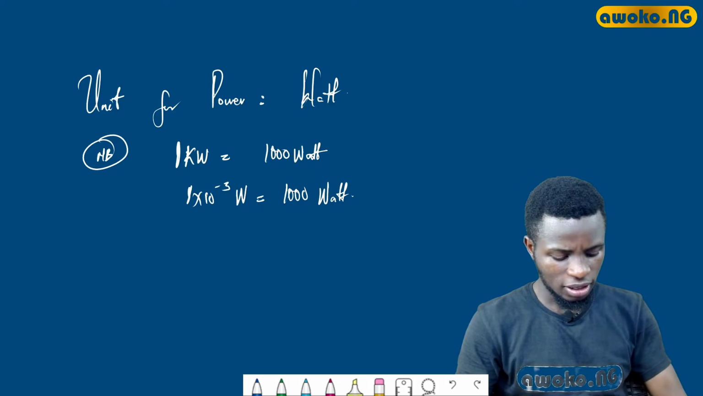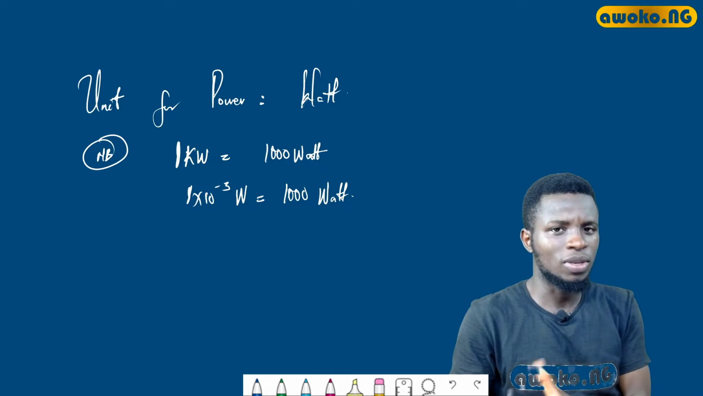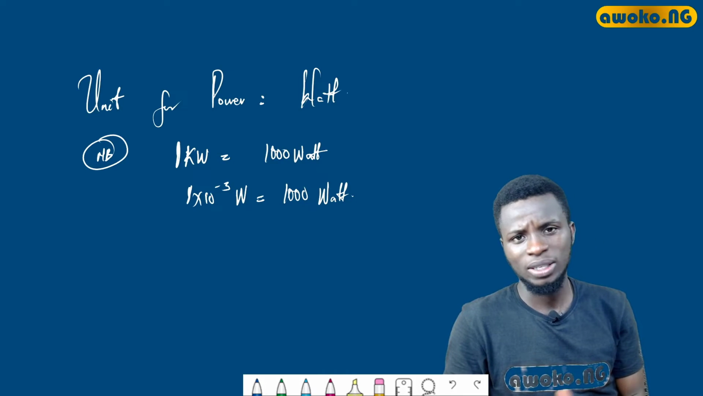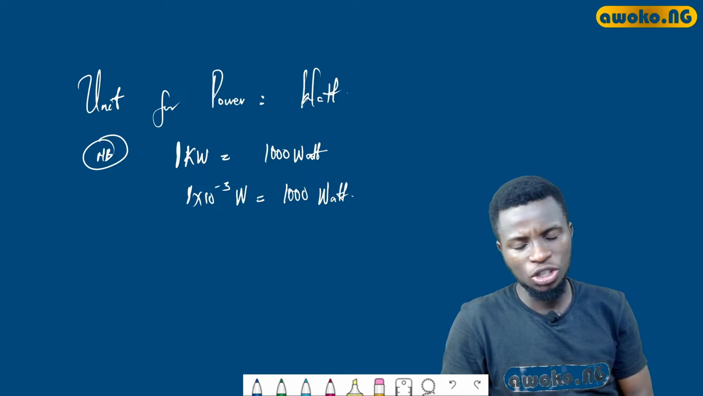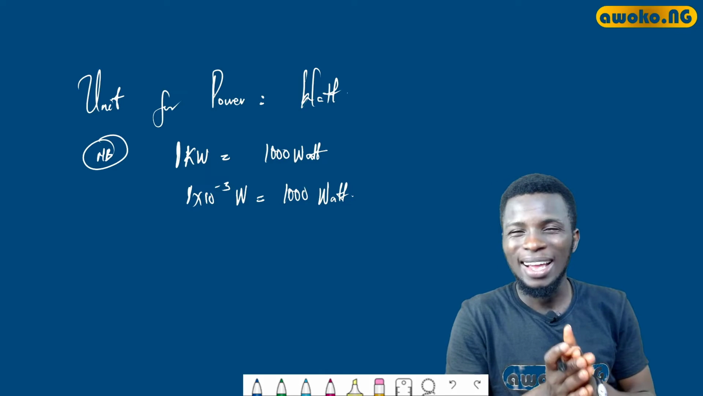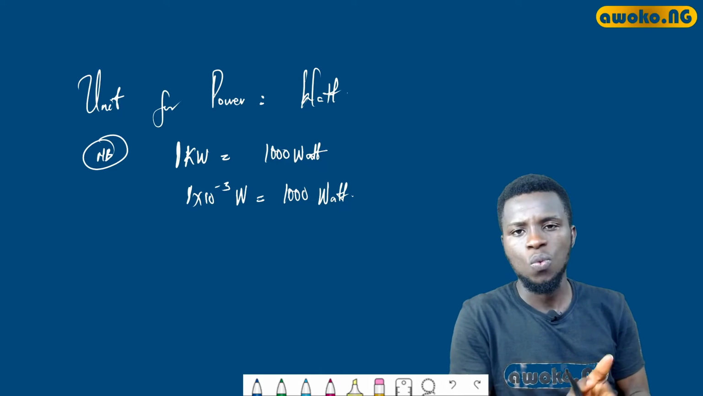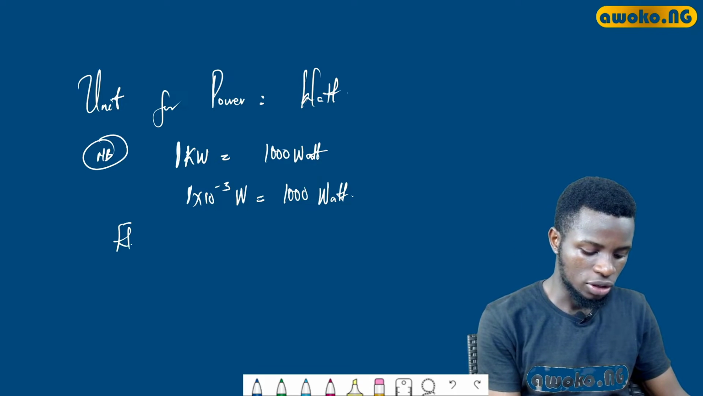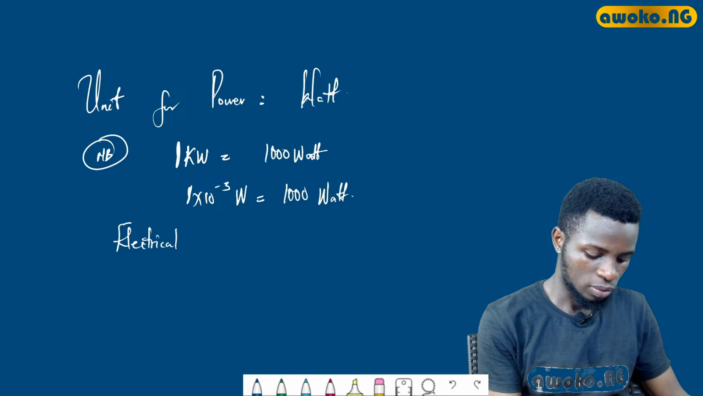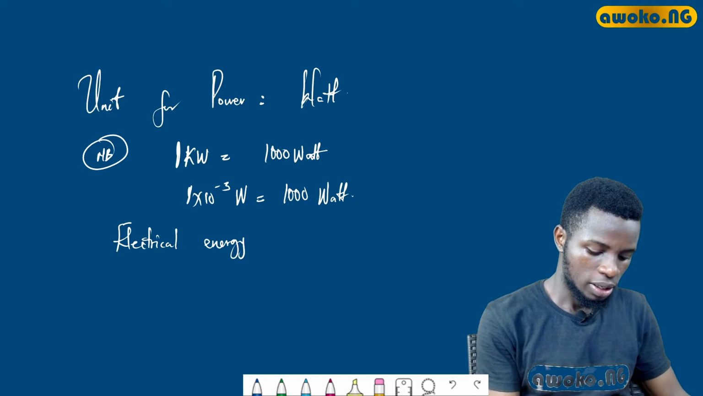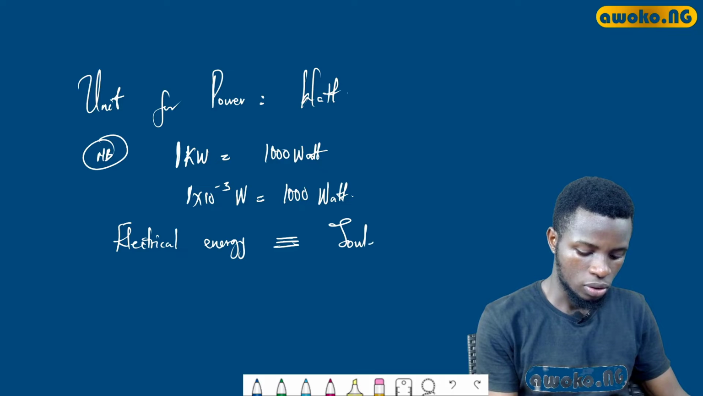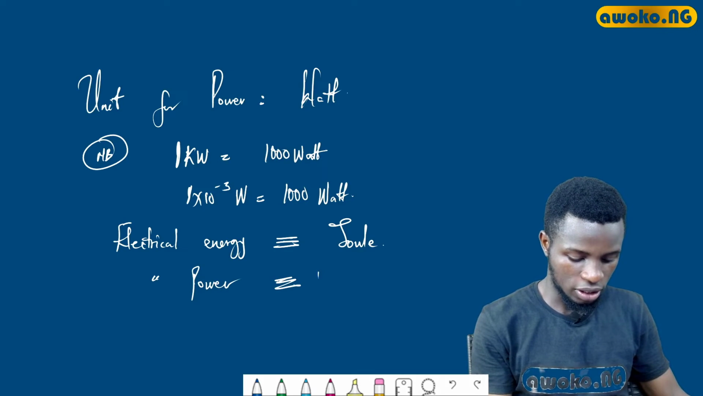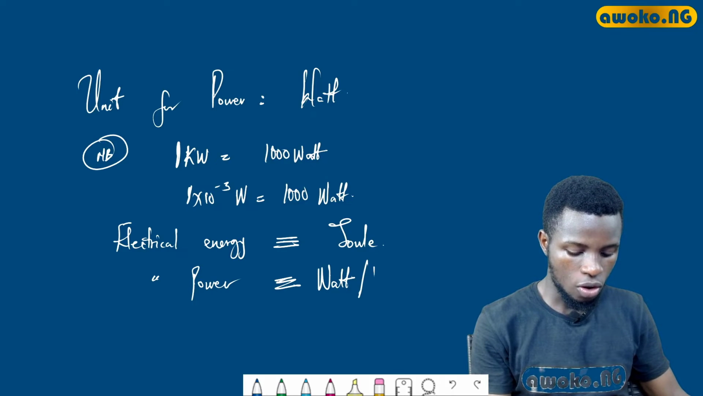So having said that, we would also like to take note of this particular concept, which is the electrical energy. We say that electrical energy is measured in joules and electrical power is measured in watts or kilowatts. Take note that electrical energy is measured in joules and electrical power is measured in watts or kilowatts.